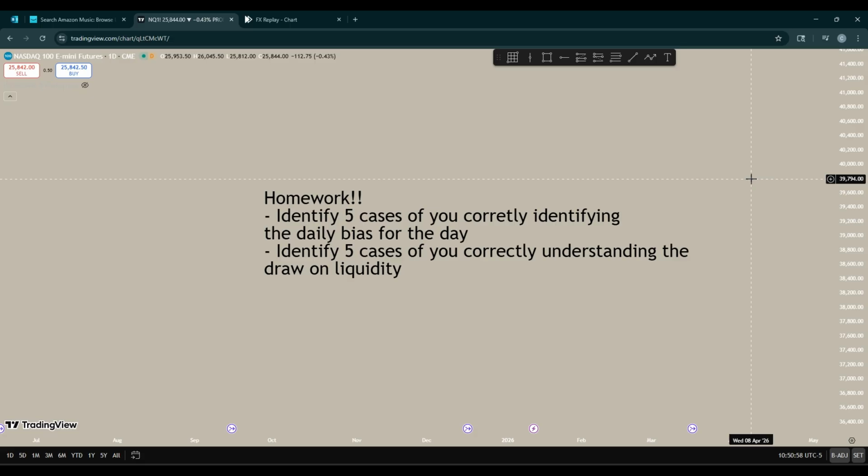Do it. I promise you this will help you actually understand where the market's going, where the liquidity pools actually are, where's your draw on liquidity, and where the market is going for the day. So you're not confused. You're not confused at all where if you're going to press long, buy, sell, short, whatever it is.